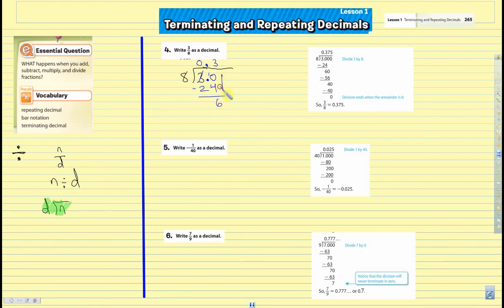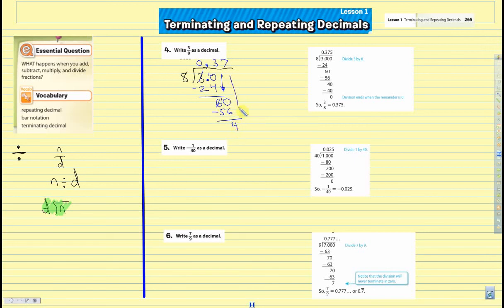So how do we do that? We just bring down another 0, because that's all it is. It's still just 3. But 3 is 3.000000, as many zeros as we want, but that's still just 3. So we bring down another 0 and we get 60. 8 goes into 60. Well, let's try 7, because 7 times 8 is 56. We subtract. You get 4.